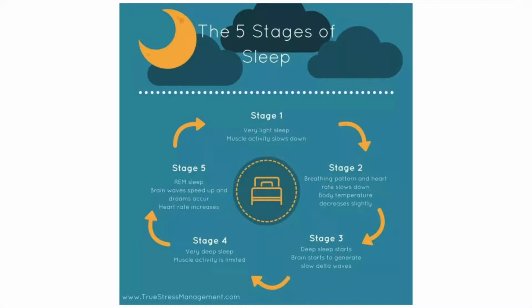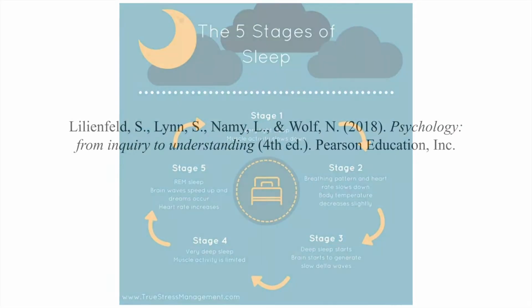The REM cycle, as defined by our textbook, is the stage of sleep during which the brain is the most active and during which vivid dreaming most often occurs. NREM is what occurs during stages 1 through 4 of the sleep cycle, during which rapid eye movements do not occur and dreaming is less frequent and vivid.